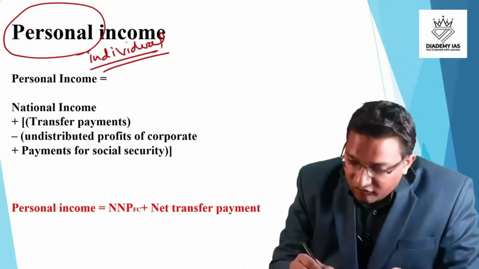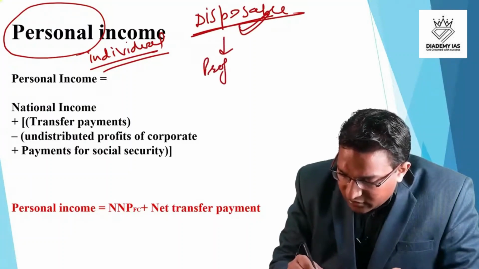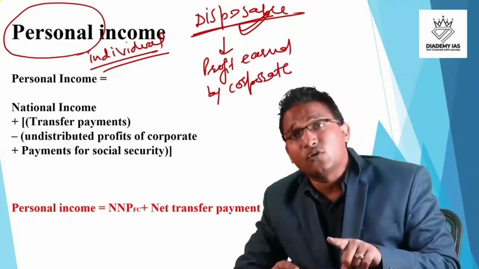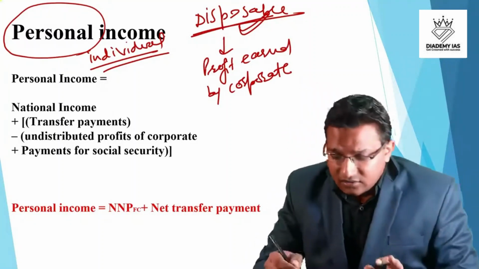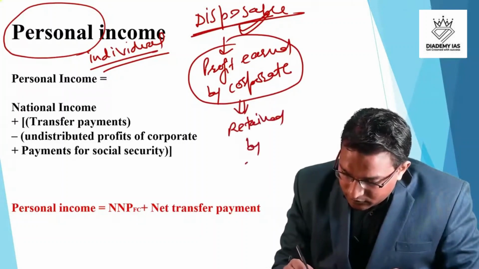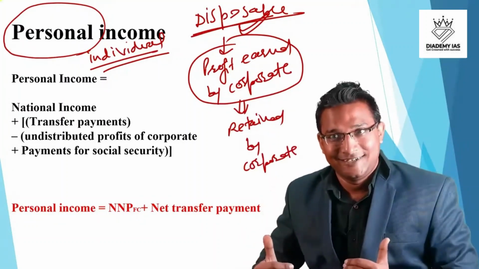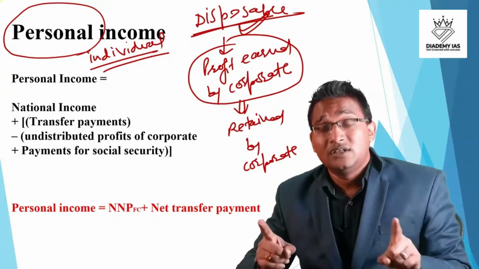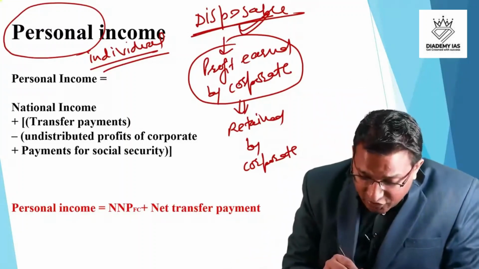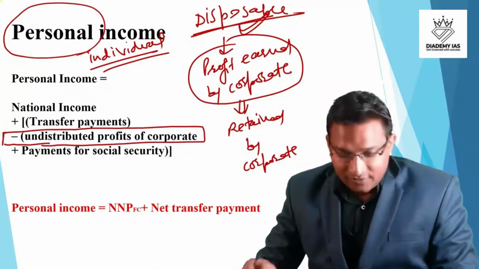So there can be some items which are part of the disposable income, right? For example, profit earned by corporates. The profit earned by the corporate is part of the disposable income. However, out of this profit, there is some amount which is retained by the corporate, or the corporate does not distribute to the individuals, they keep it with themselves. Because they don't distribute it to the individuals, this amount cannot be spent by the individuals. Therefore, this is reduced. So, minus undistributed profits of the corporate, right?